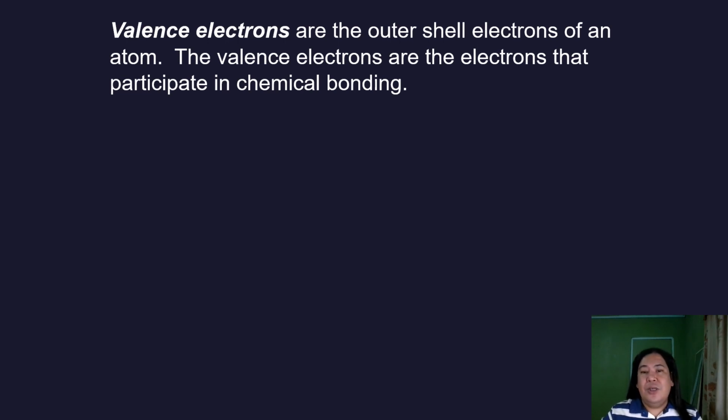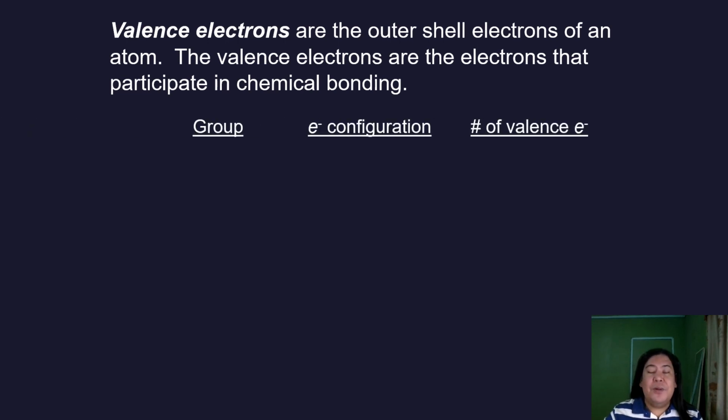During chemical bonds. How to identify valence electrons? This is the most important thing in writing the Lewis symbols. You have to know the number of valence electrons for each atom or each element in the periodic table. You can identify the valence electrons by simply using the group number, or the electron configuration of the given element. Then you can identify the valence electrons already.